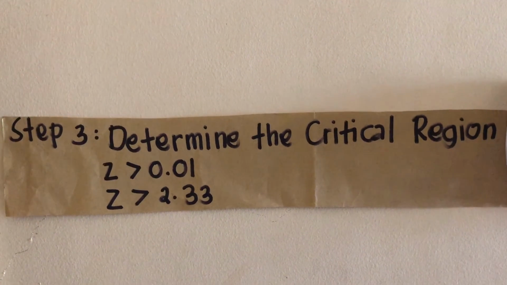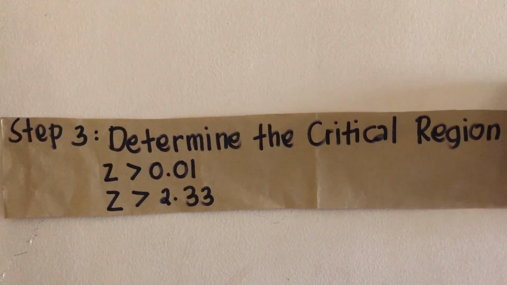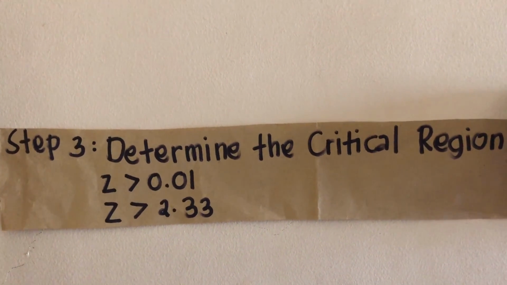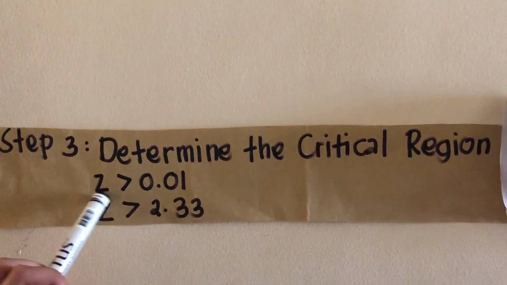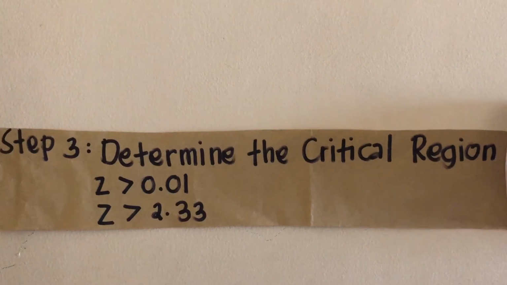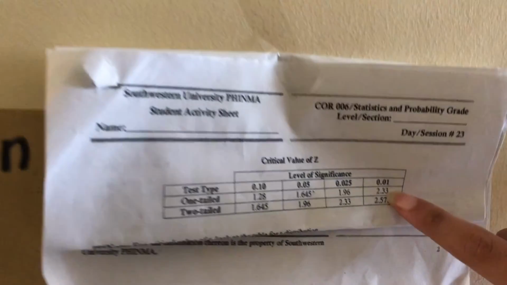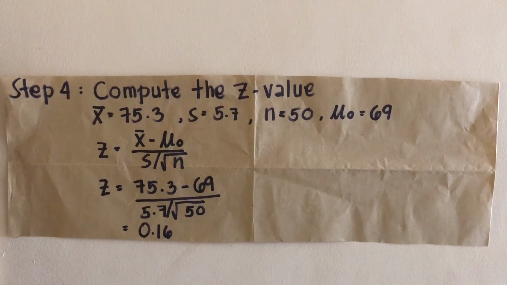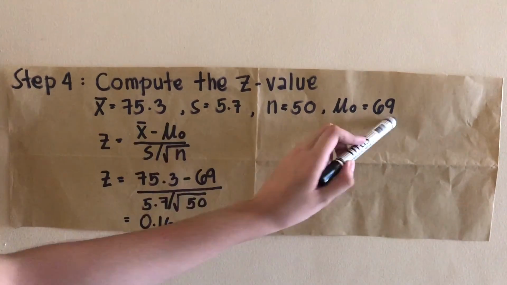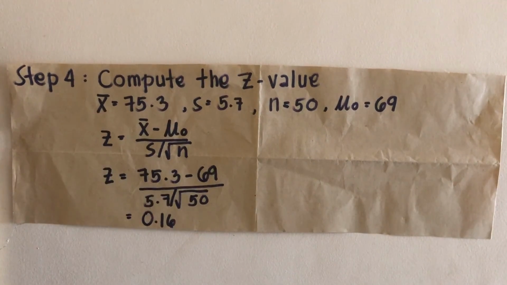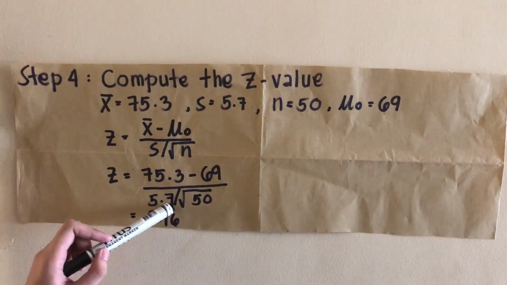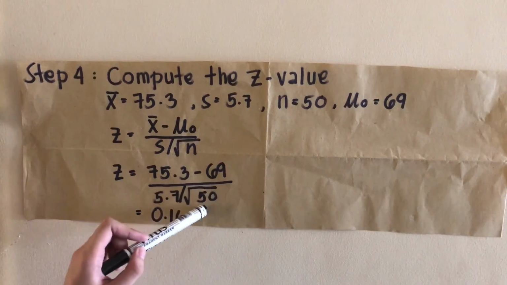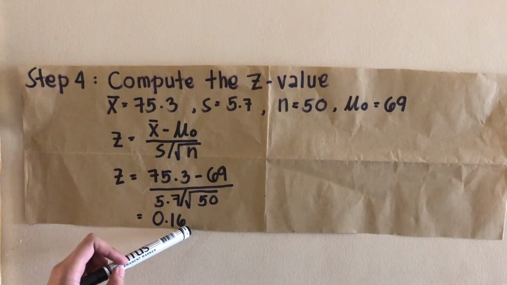Determine the critical region. To determine the critical region, use z greater than z alpha in the z table to find the answer. This level of significance is 0.01, located in the z table. Compute for the z value. The given are shown, and so is the formula. Z is equal to 75.3 minus 69 over 5.7 over the square root of 50. Z is equal to 0.16.